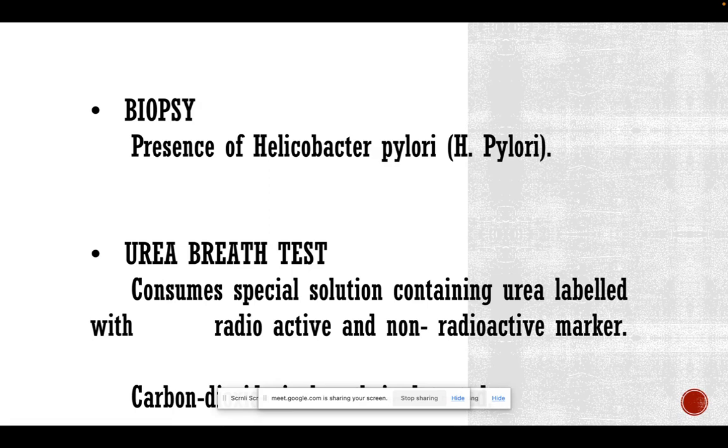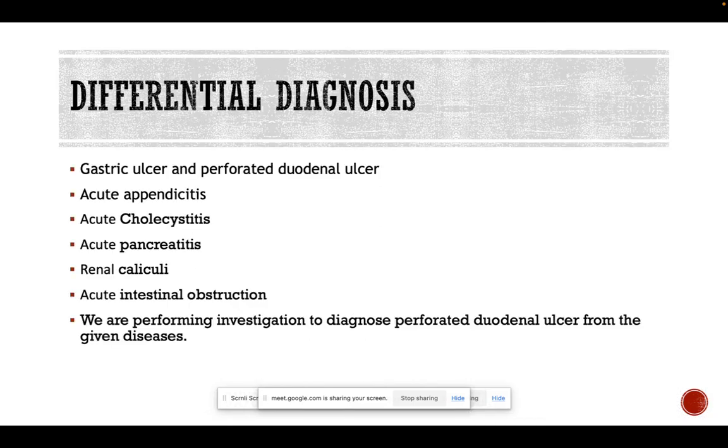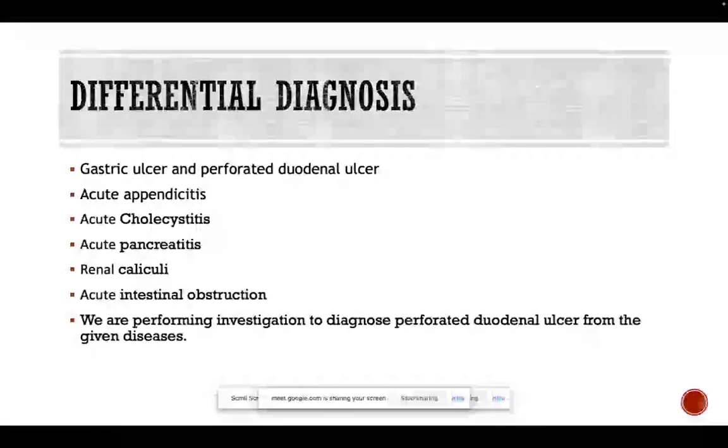Urea breath test. It contains a consumable urea labeled with a radioactive or non-radioactive marker, which goes into the duodenum and is digested by the Helicobacter pylori, and it releases carbon dioxide, and this carbon dioxide can be detected in the breath. And differential diagnosis: gastric ulcer and perforated duodenal ulcer, acute appendicitis, acute cholecystitis, acute pancreatitis, renal calculi, acute intestinal obstruction. We are performing investigation to diagnose perforated duodenal ulcer from the given diseases.